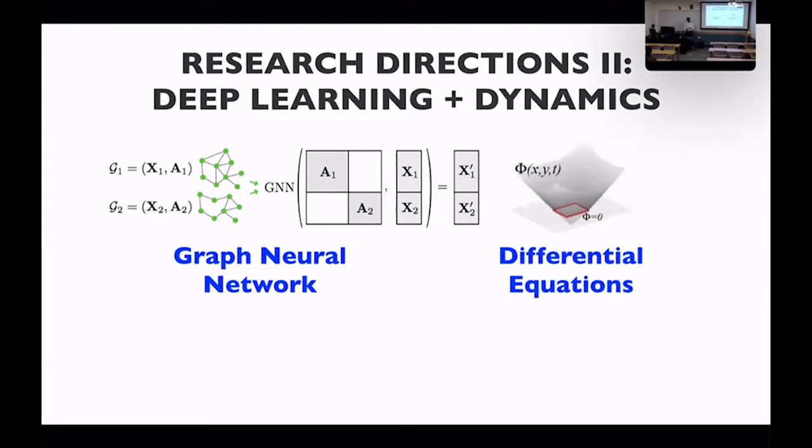So what I've been doing, as you can see from my talk, is trying to find connections between these graph neural networks and some of these more classical objects that we call differential equations.